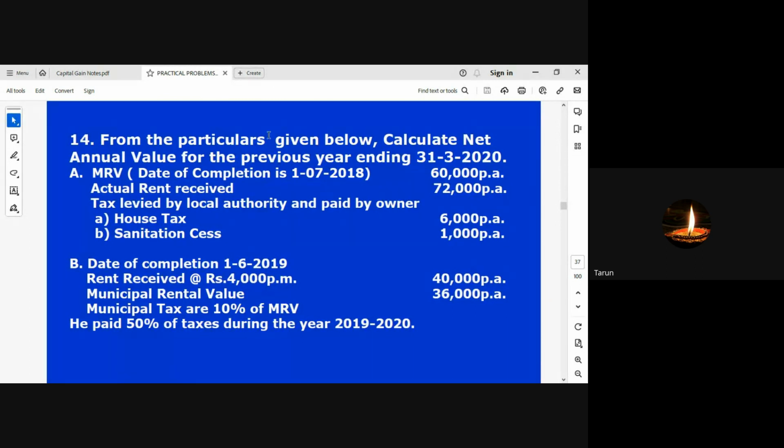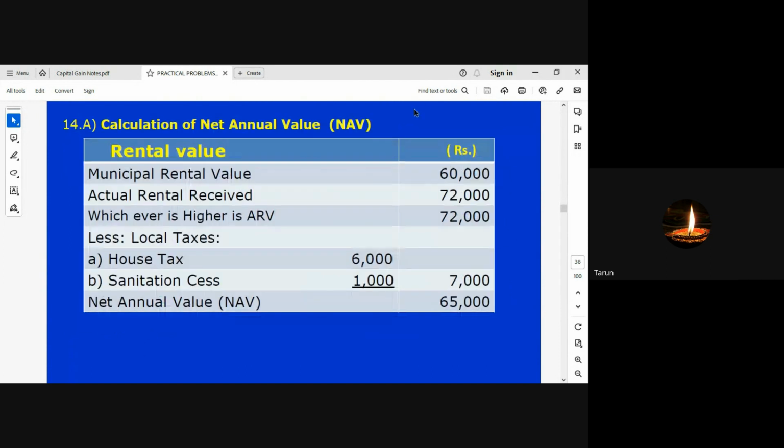So let's begin these two parts, two cases, case A and case B. MRV is given as 60,000 per annum and the date of completion is 1st July 2018. Actual rent received is 72,000 per annum. Tax levied by the local authority and paid by the owner, that is house tax and sanitation cess: house tax is 6,000 per annum and the sanitation cess is 1,000 per annum. So this is the question in case A. So let's begin with case A.